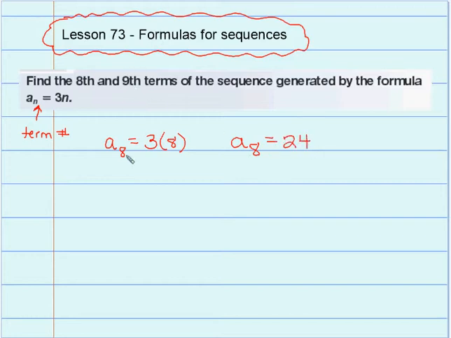And we'll do the same thing with the 9th term. A sub 9 equals 3 times 9. So the 9th term is 27. Okay, so get used to writing the sequence formula with the subscript notation. If you see this, this is your answer. It should have the term number in it.